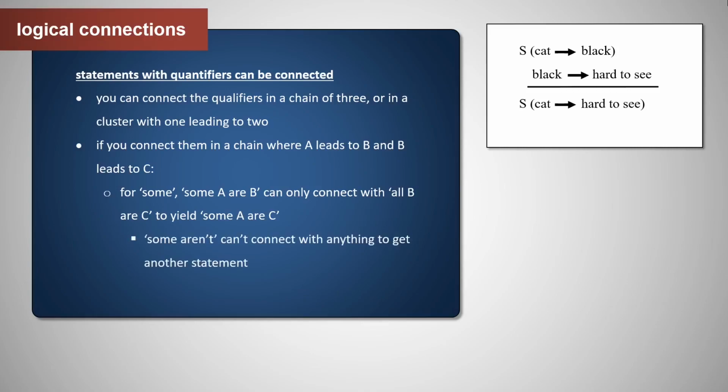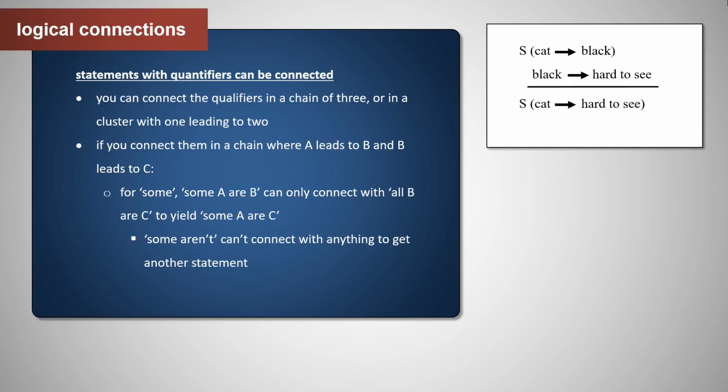Some aren't can't connect with anything to get another statement, and you also can't start first with an all statement and then a some. So you can't say all cats are black, some black things are hard to see. Well, you don't know if any cat is hard to see. So you can't connect an all to a some. You can't make a some be the second in that chain. You have to start with the some and then connect it to an all.